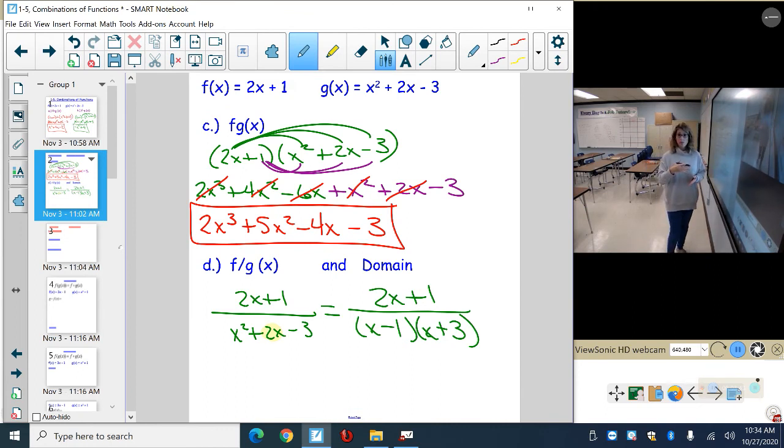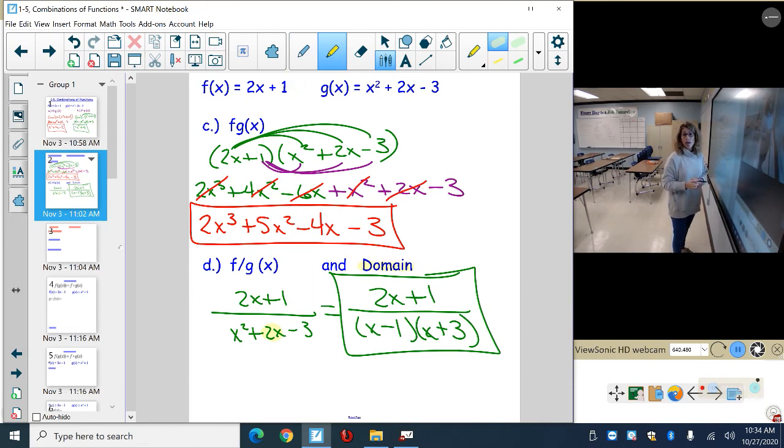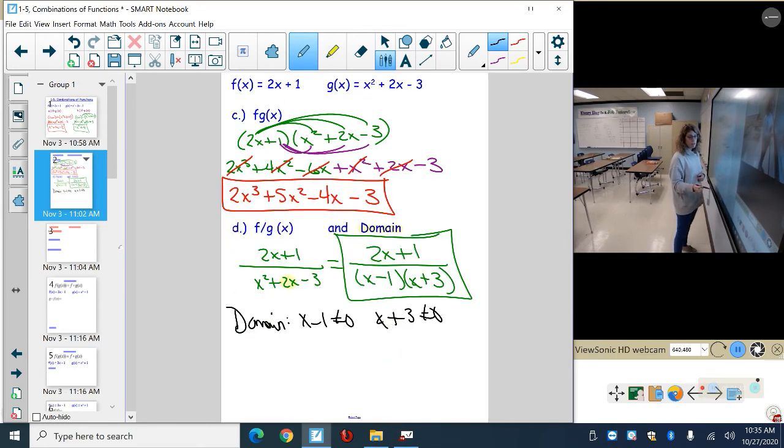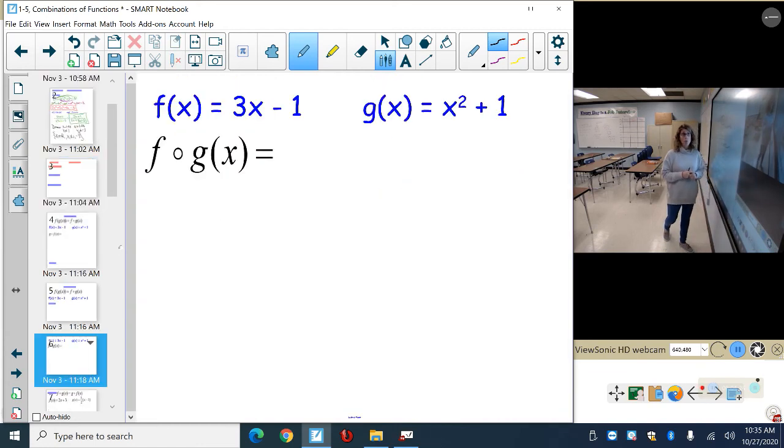So my question is, if I'm simplifying this, can I do anything else with that? And the answer is no, I can't do anything with it, but it wants me to give the domain. The domain is found by taking the denominator and factoring it completely and finding what it cannot be. So the domain of this function is found by taking x minus 1 cannot be 0 and x plus 3 cannot be 0. It's taking the factored form. So x cannot be 1 and x cannot be negative 3. So x is an element of the reals and x cannot be the values 1 and negative 3. And that is the domain.